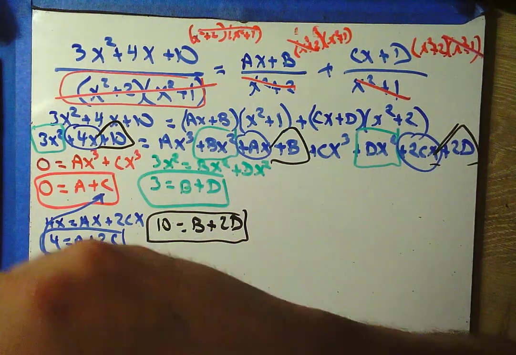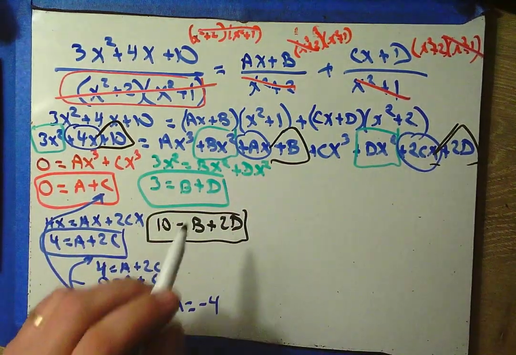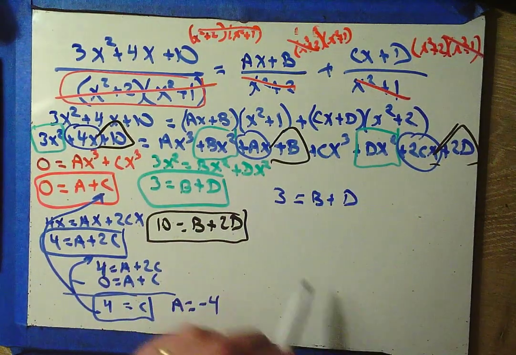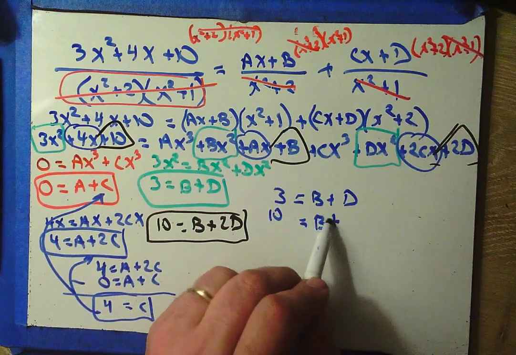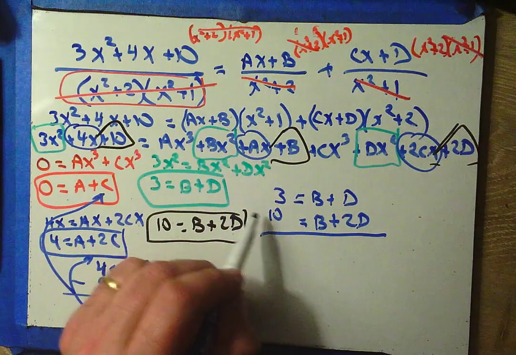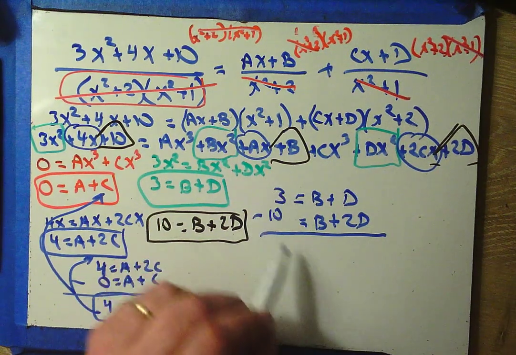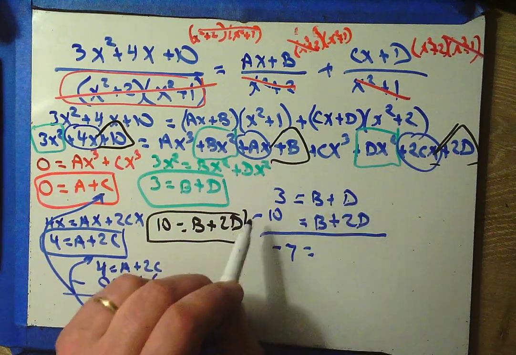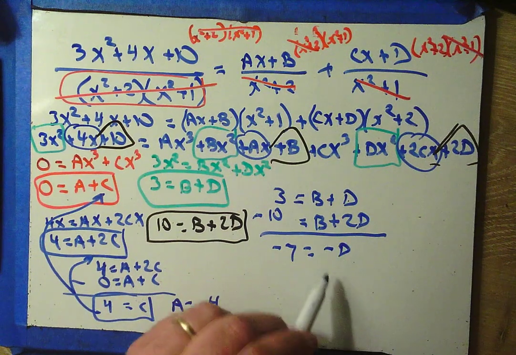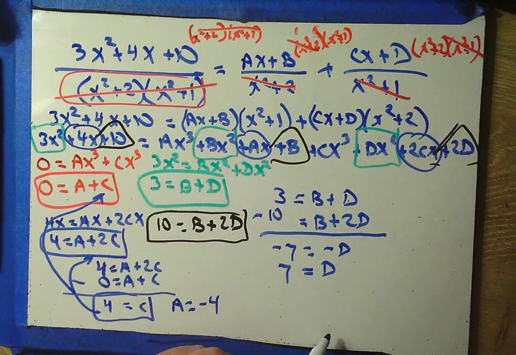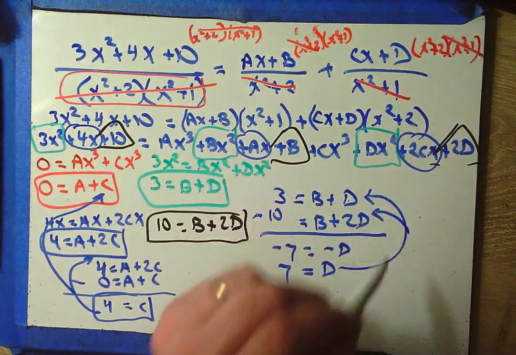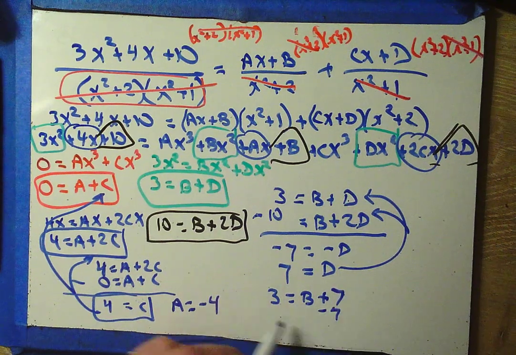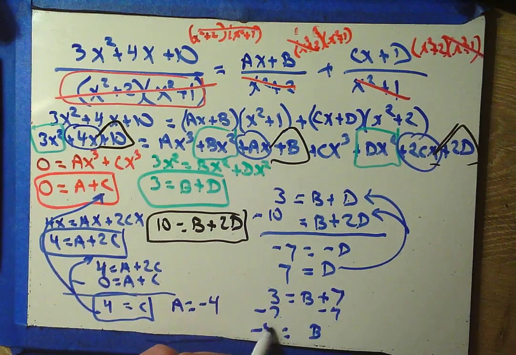Okay? Now let's take a look at the second set of equations. Okay, we've got 3 equals b plus d, and we've got 10 equals b plus 2d. Here they're the same, so I'm going to subtract. 3 minus 10 is negative 7. b minus b, they cancel. d minus 2d is negative d. So I know that positive d would be positive 7. I'm going to plug this back into either of these equations. 3 equals b plus 7. I'm going to subtract 7 and get b equals negative 4.